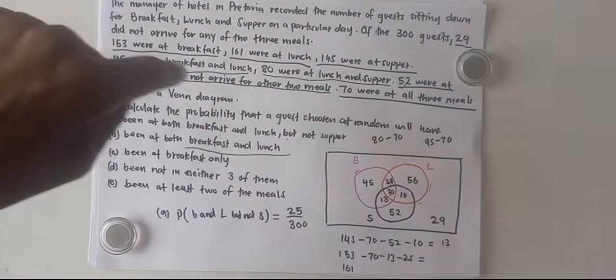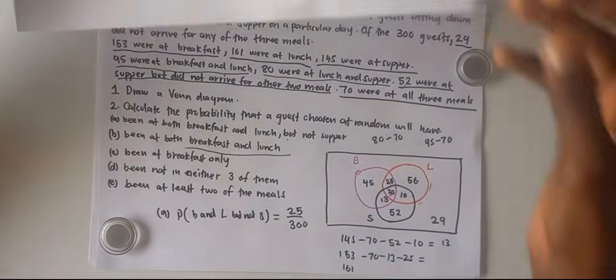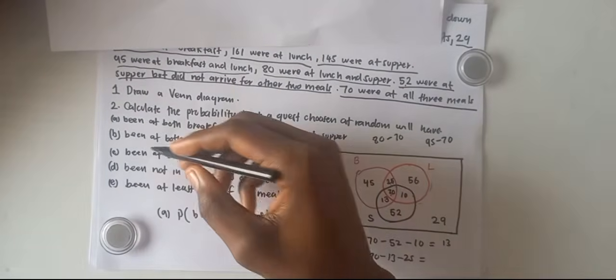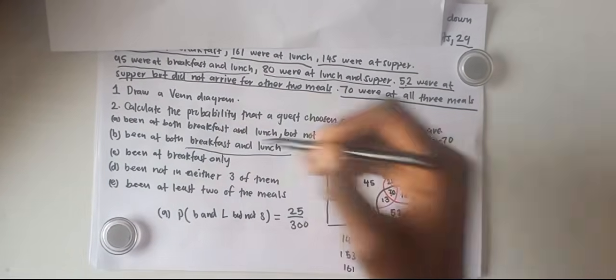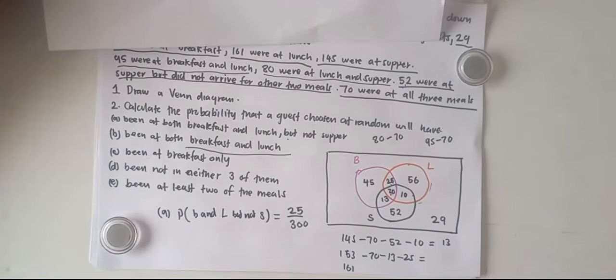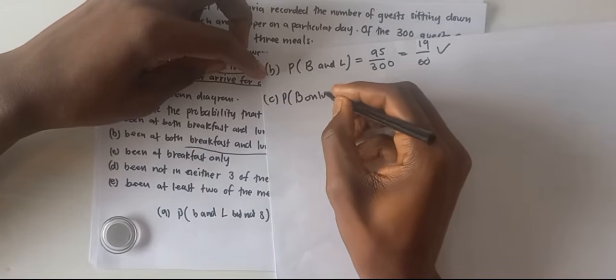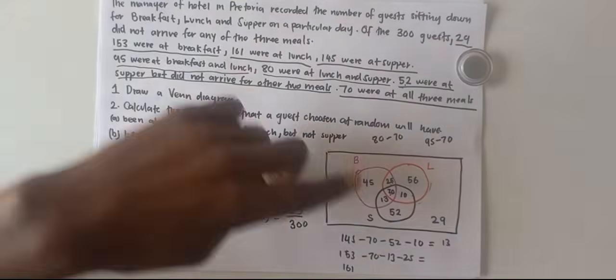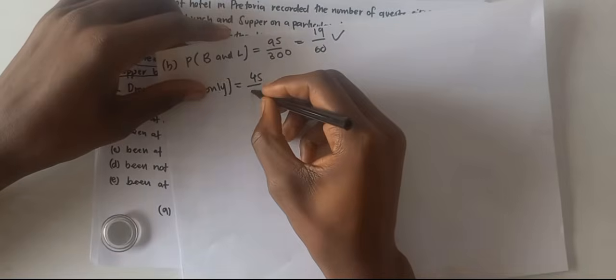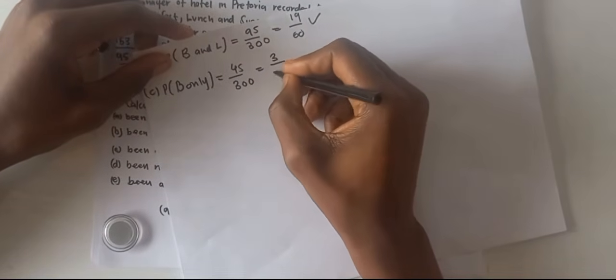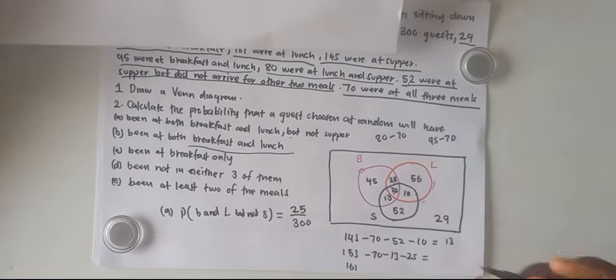We divide with the total, which is the number of guys that are there. So going to letter C, which is being at breakfast only. When they talk about only, it means he's only at breakfast. So the probability of B only is going to be what? It is 45 for breakfast only. So we just say 45 divided by 300. Does that make sense? Perfect. So 45 divided by 300 gives us 3 out of 20.